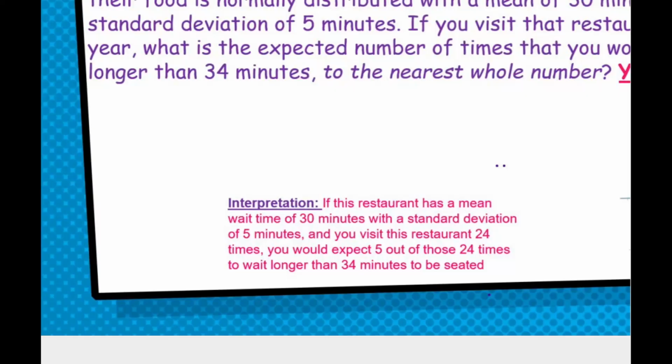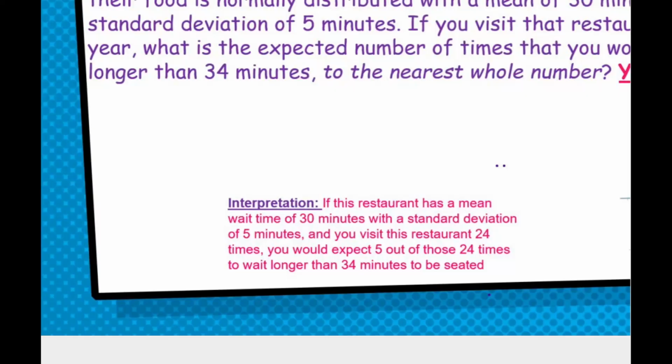At a local restaurant, the amount of time that a customer has to wait for their food is normally distributed with a mean of 30 minutes and a standard deviation of 5. If you visit that restaurant 24 times this year, how many times would you expect to wait longer than 34 minutes? Round to the nearest whole number.